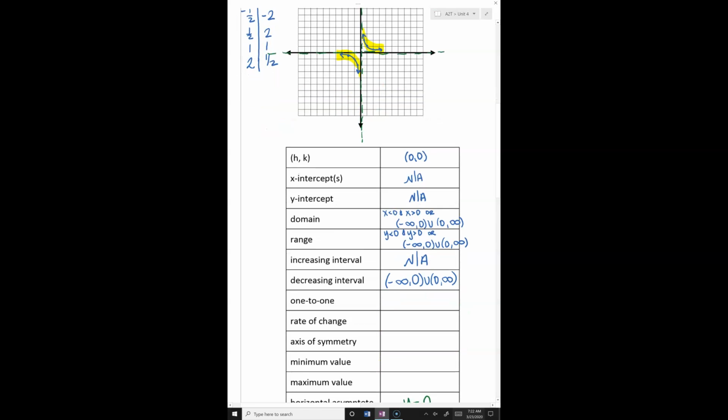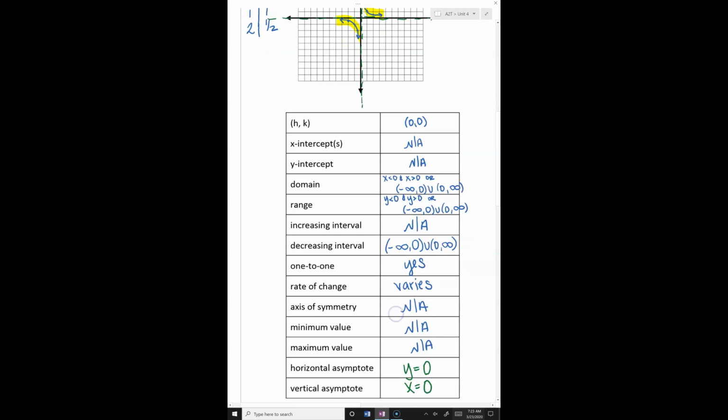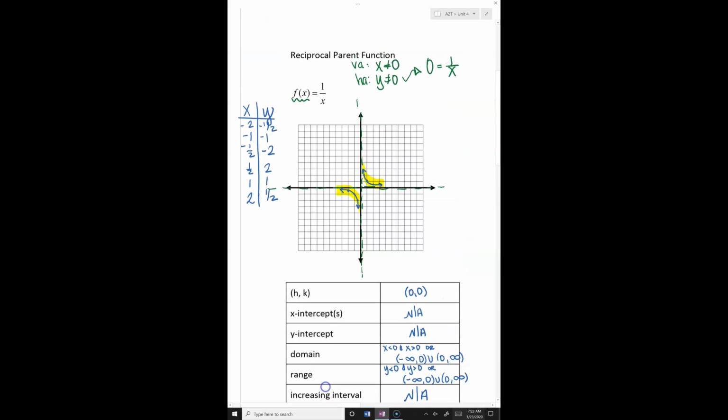Is it 1 to 1? Yes. The rate of change varies. And even though there is a line of symmetry, there isn't an axis of symmetry, and we don't have minimum or maximum values. All right, so there is our reciprocal parent function.